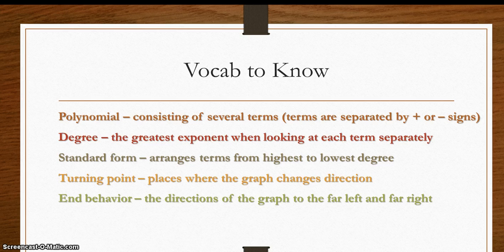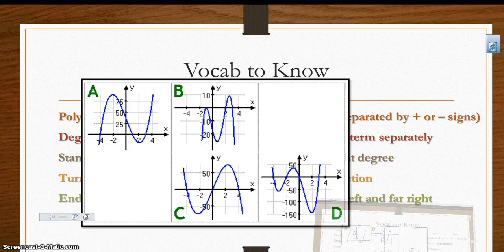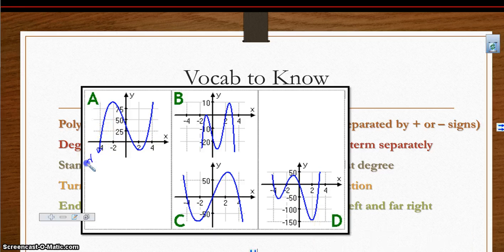End behavior is the direction on the end of the graph. So here's some examples. This one's pointing down from left to right now. So this is the one on the left, down. And then over here on the right, we're pointing up. On B, it's down and down. Here we're up and down. Here we're up and up. There's our end behaviors.